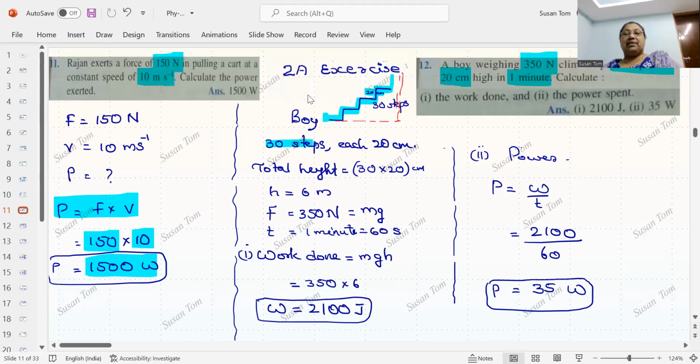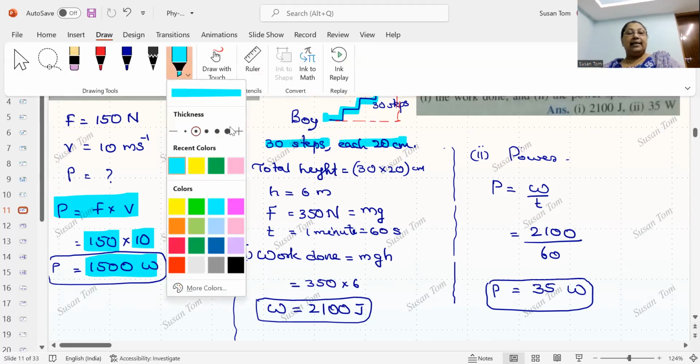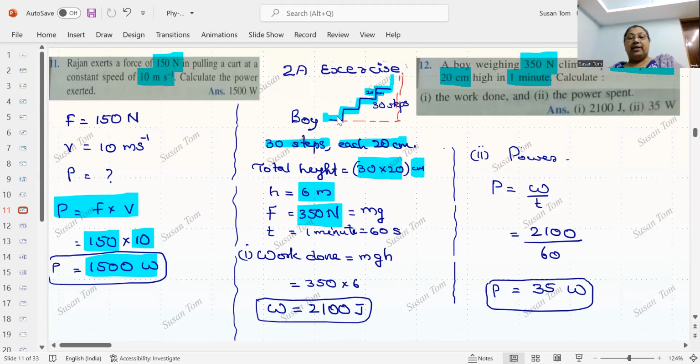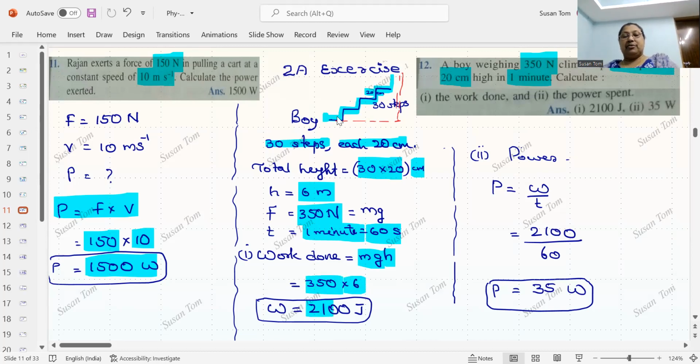Boy climbs 30 steps each with 20 centimeter, means the total height he climbs is 30 into 20 centimeter, which is equal to 600 centimeter, which is equal to 6 meters. Force is 350 Newton. This is the mg, the weight. Time is 1 minute, which is equal to 60 seconds. Work done is equal to mgh. Against gravity, gravitational potential energy, 350 into 6, 2100 joules. Power spent is equal to work upon time, 2100 over 60, 35 watt.